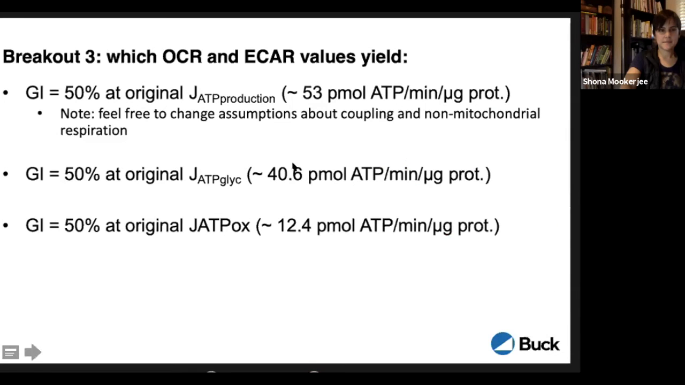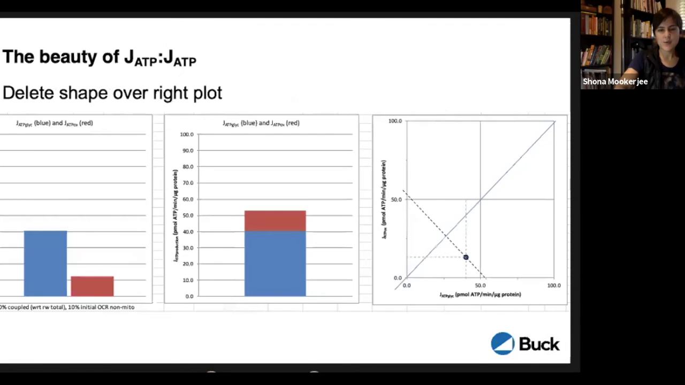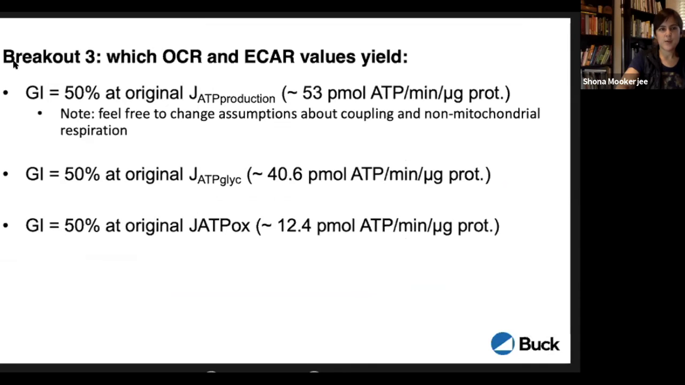Okay, so I'm gonna have you guys go away for the next 5 minutes or so and try to play with the numbers in this tab to try to match each of these conditions. So right now what we can see is that the glycolytic index, or the proportion of glycolytic ATP production to oxidative, as we calculated before, is about 80%. So let's pretend that we have made an intervention or identified a cell where that glycolytic index is 50. And I'd like to do that under 3 conditions.